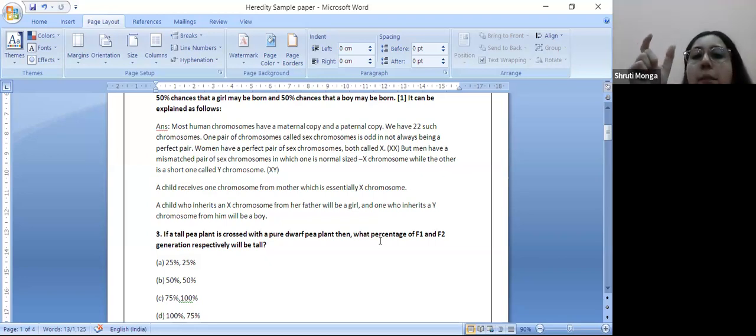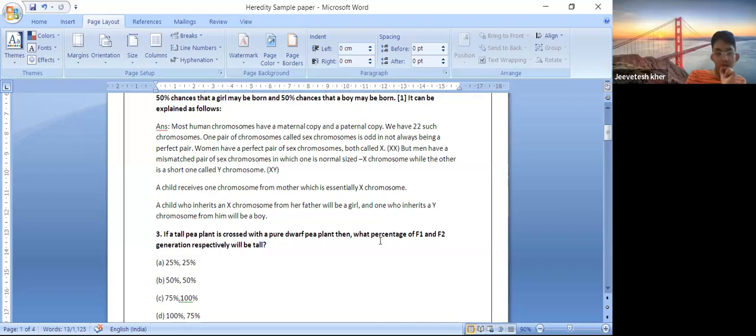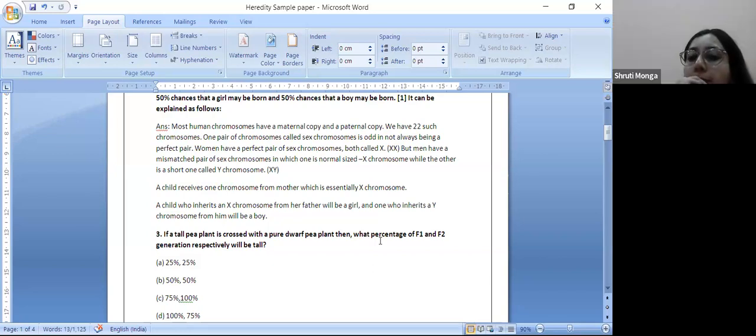Make a cross between a tall pea plant and a pure dwarf pea plant. So what will it be? For the tall pea plant, it would be capital T, capital T. For the dwarf pea plant, it would be small t, small t. Now make the cross, click a picture and send it to me on WhatsApp. I've told you the genotypes. Now it would be easier for you to make it.